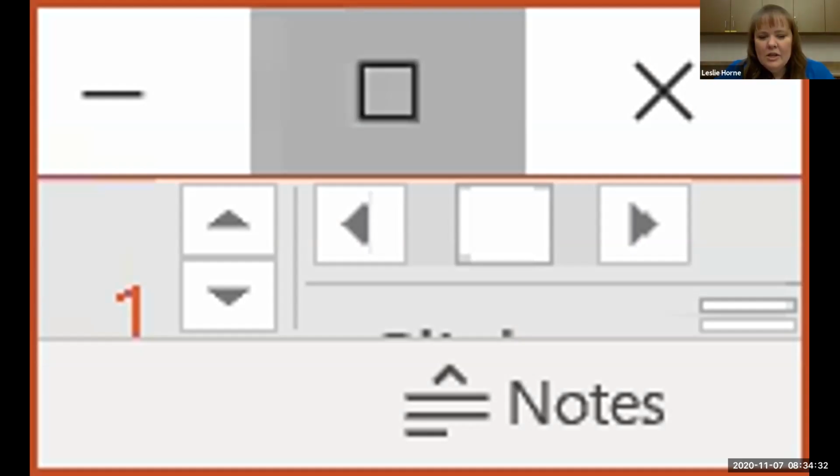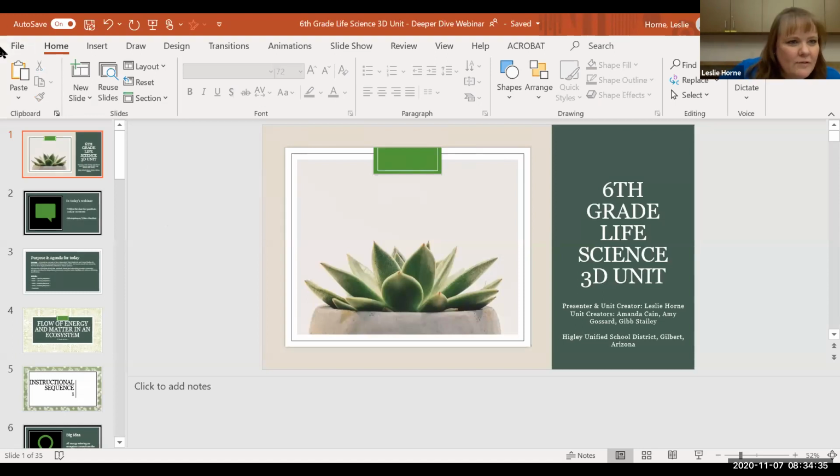I apologize, I'm getting used to Zoom. My school district uses a different resource. So I'm trying to figure out how to move the bar. There it is.